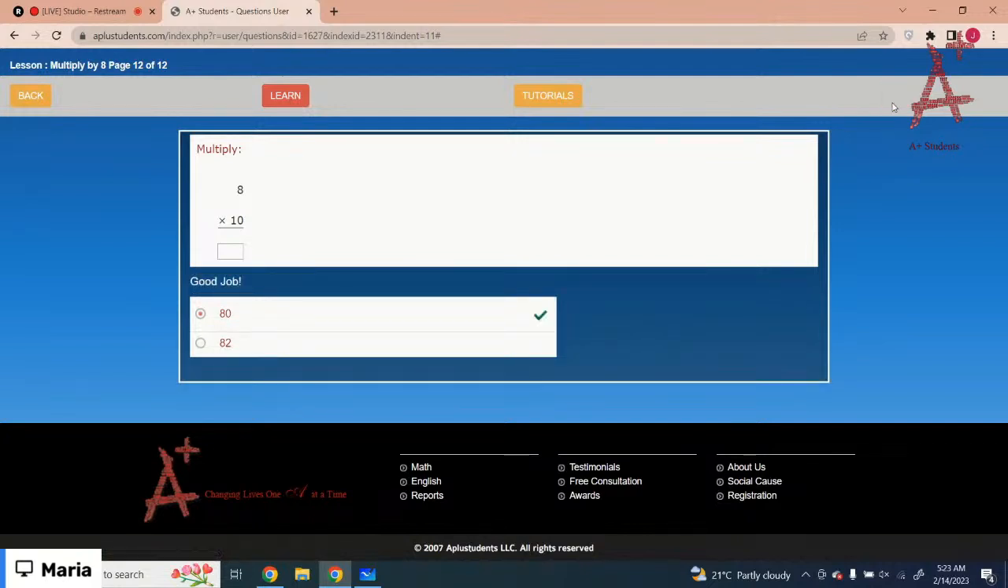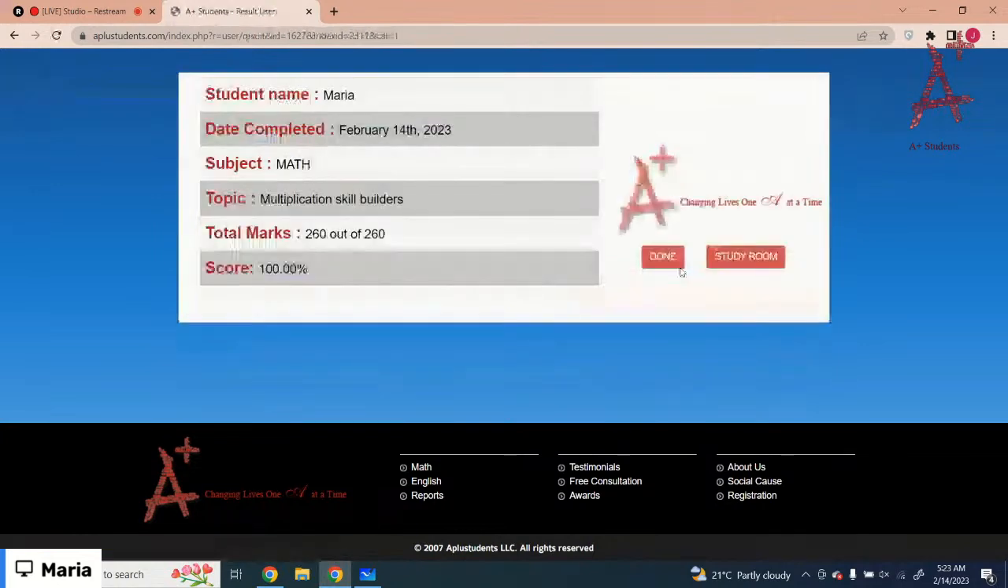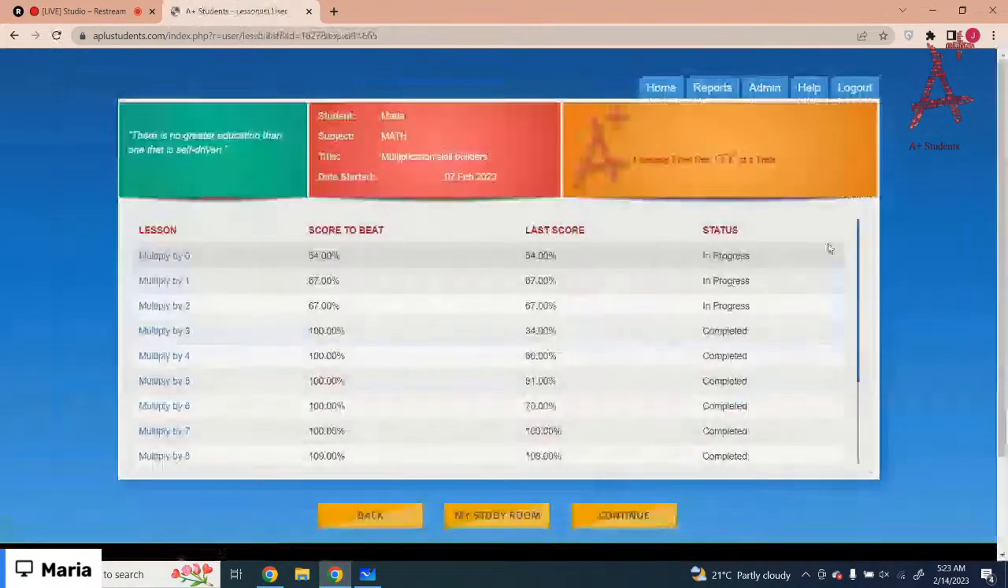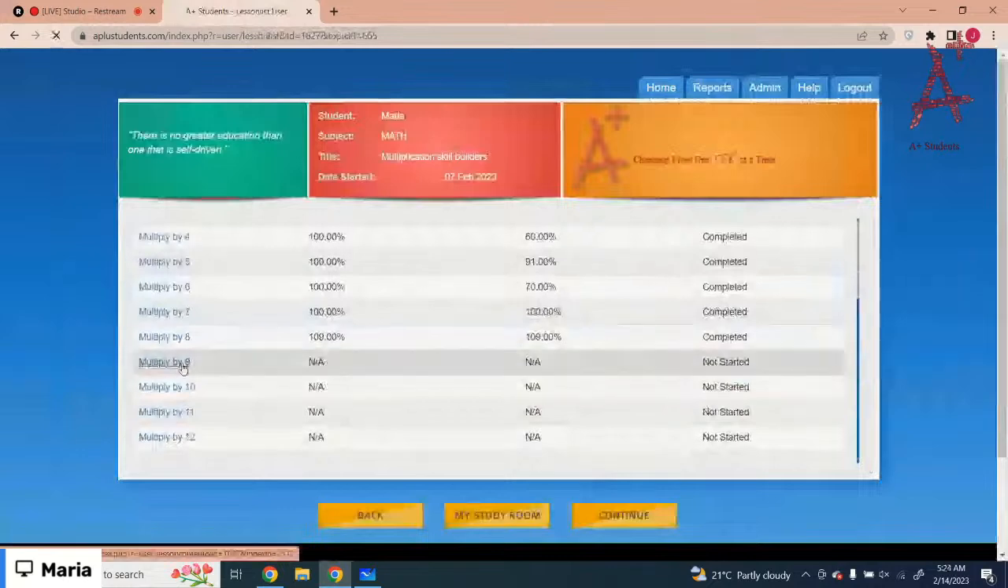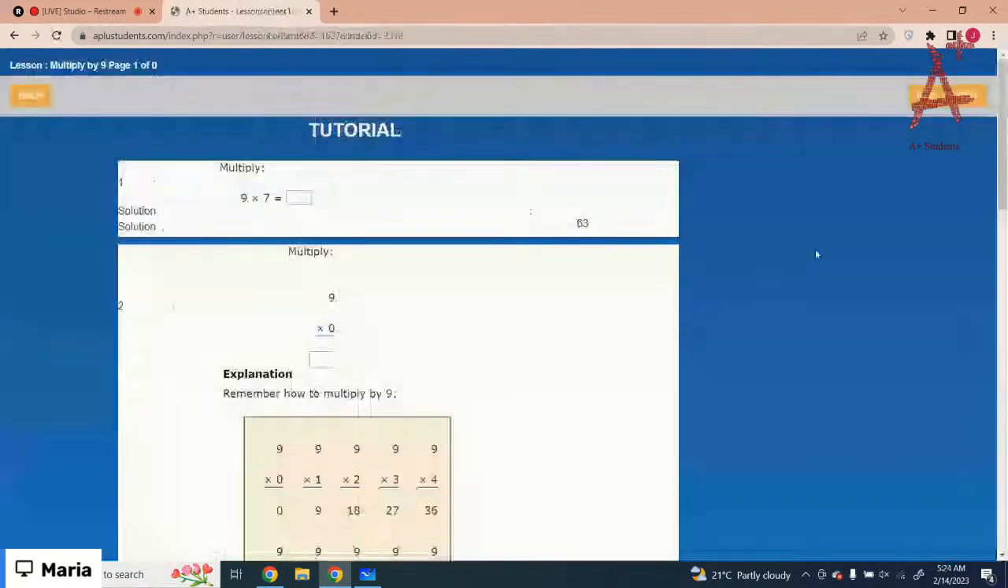Okay, we are done with the test. Let's just move on to the next one. The next one is multiply by 9. So now the table of 9. Okay. Let's just start with the multiply by 9. Okay, here is multiply by 9. Okay, let's just start with the test questions.